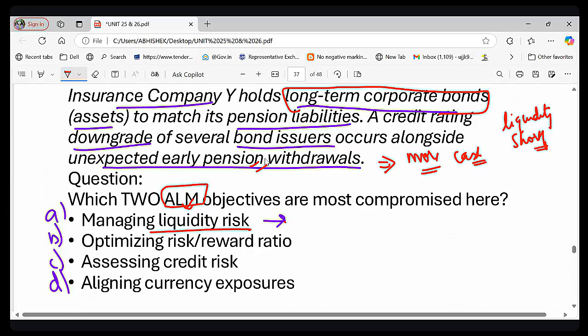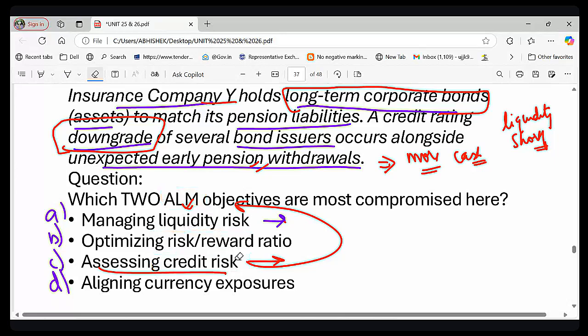Now let's see option C, assessing the credit risk. The point here is the downgrading of the bond. A bond downgrade means the company in which insurer Y invested is now getting riskier. This reduces the value of the bond and makes it harder to sell. It also increases the default risk, so it compromises the company's asset quality. Assessing credit risk is another objective of ALM. So options A and C are the correct answer.